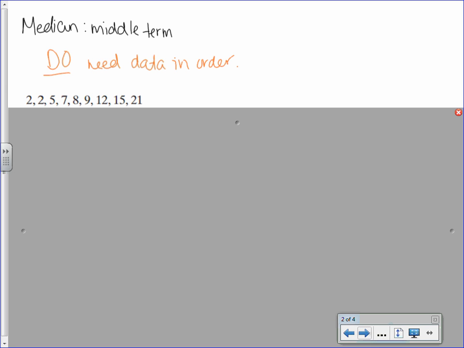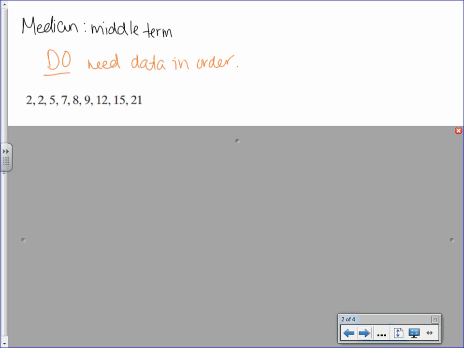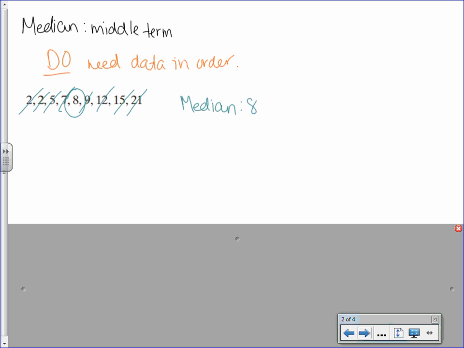Now to find the middle, this is how I do this, I just work my way to the middle. So I start on the outside here, and then I do the outside on the other side, and then I just work my way in, and there's my middle number, 8. So the median of this data is 8. Easy peasy. Alright, moving down.